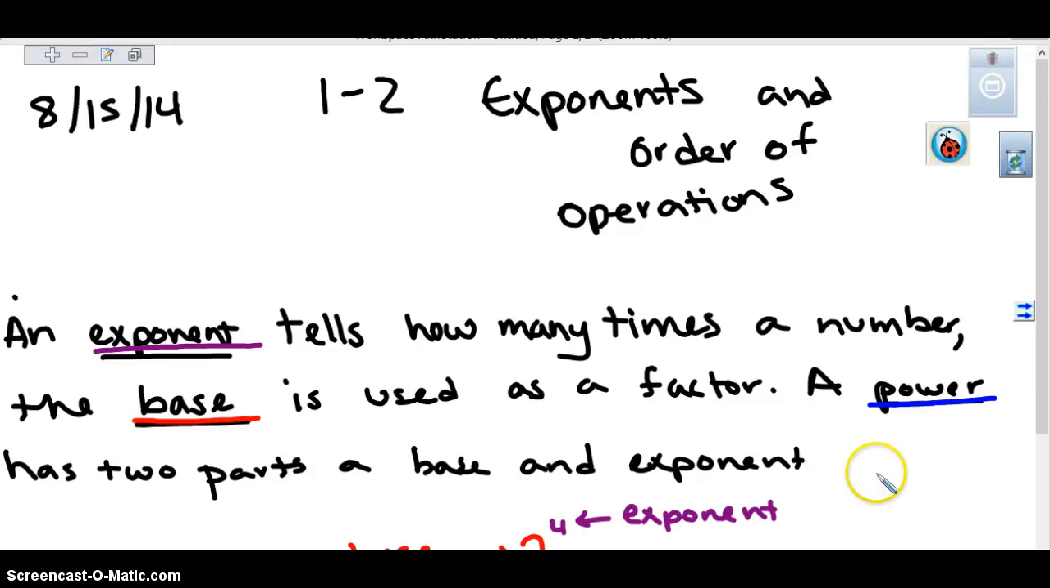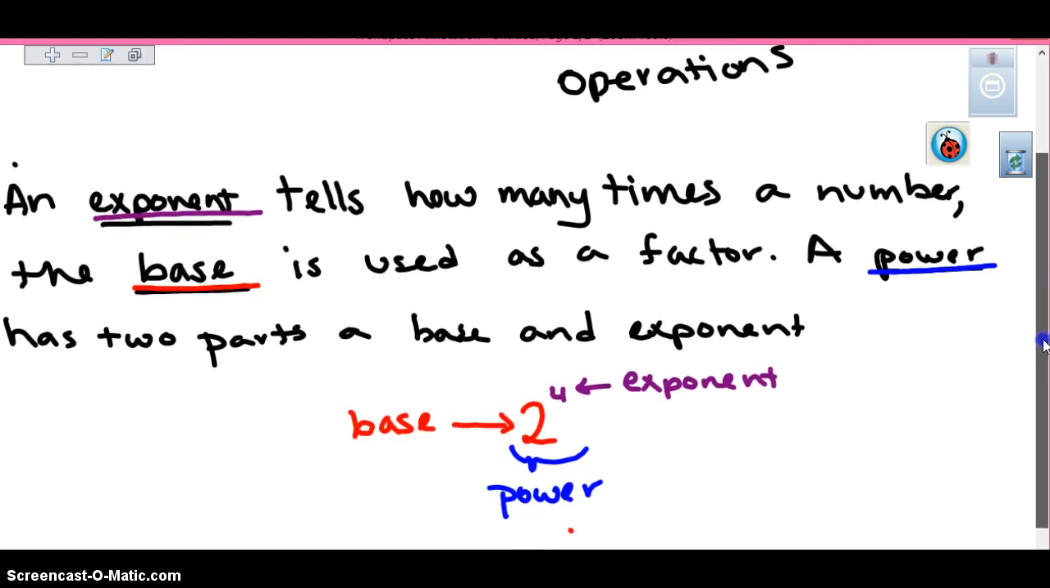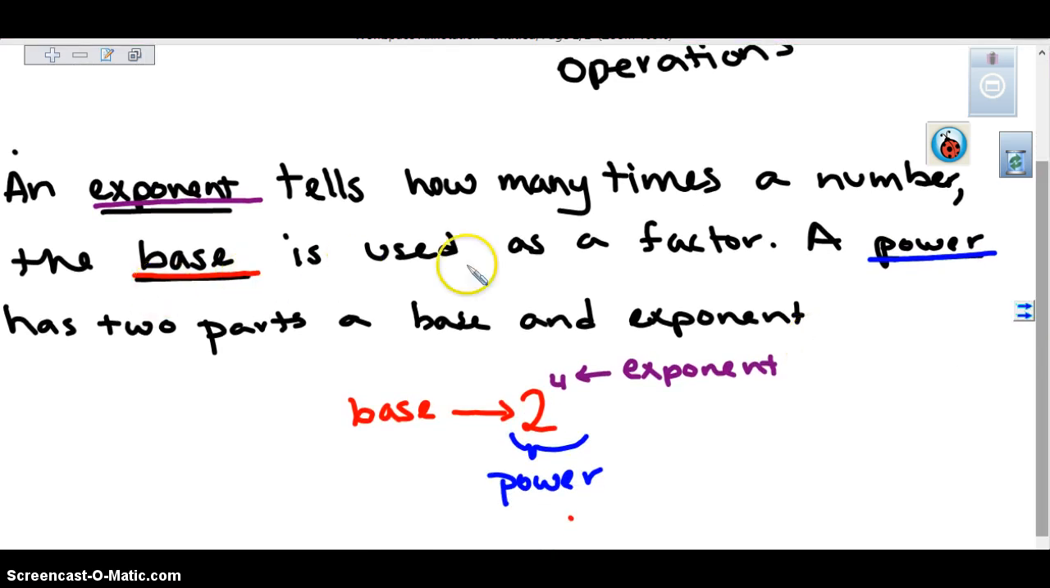Today we're talking about exponents and order of operations. An exponent tells how many times a number, the base, is used as a factor. A power has two parts, a base and an exponent. So if we see here, 2 to the fourth power.